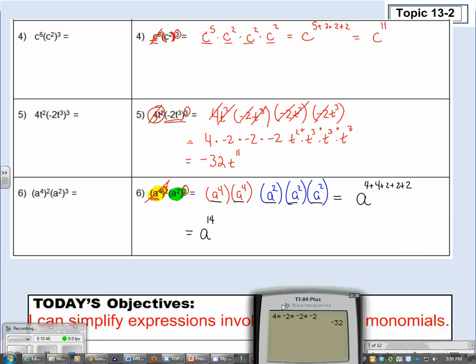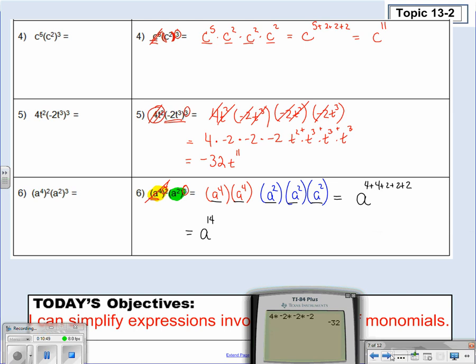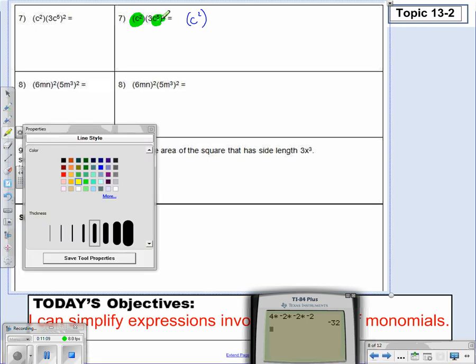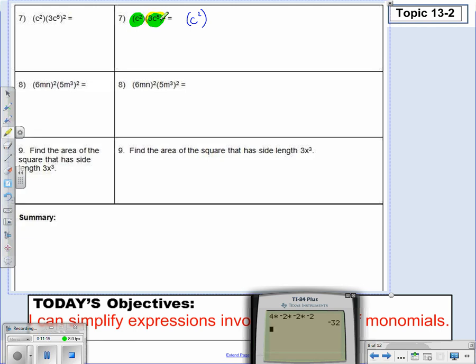I know some of you are going to want to take a little shortcut, but I ask that you continue to stamp it out and use what we know about multiplying monomials. Number 7, our first set of parentheses, notice it is not raised to any power, so we're just going to rewrite it, c squared. Our second set of parentheses, however, is raised to the power of 2. And so we're going to stamp that one out 2 times. 3c to the 5th, that's 1 time, and 3c to the 5th, that's 2 times.